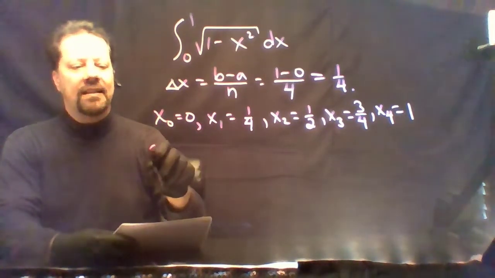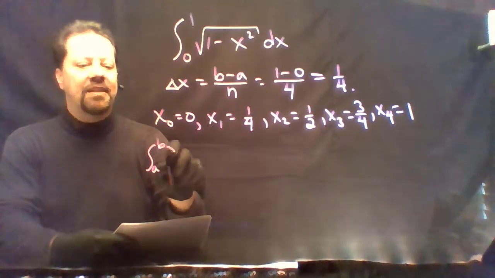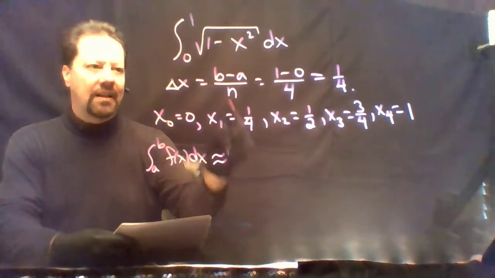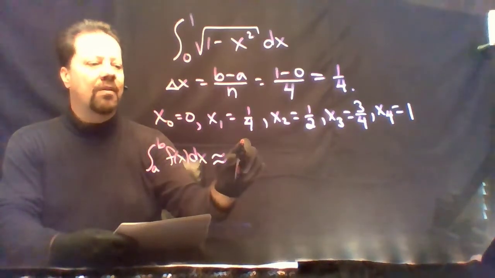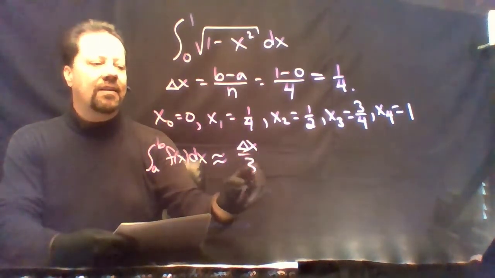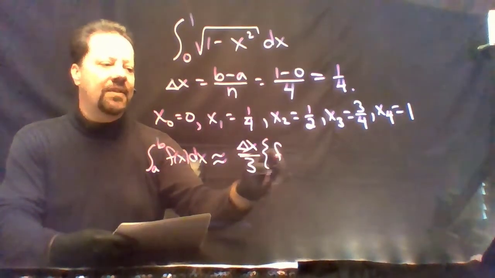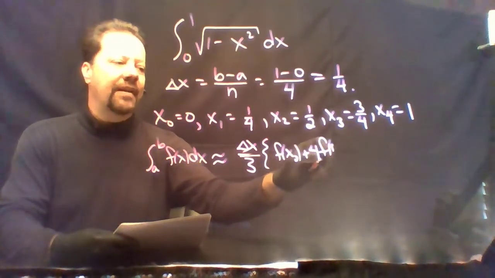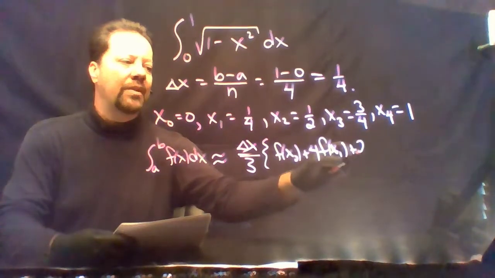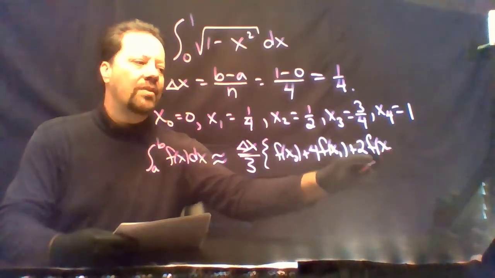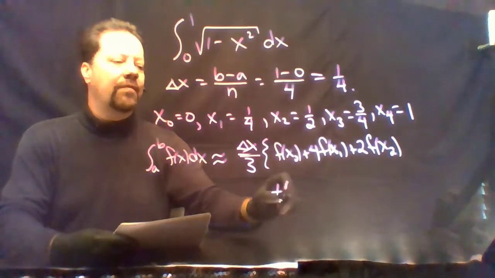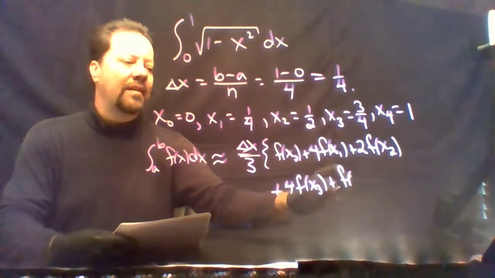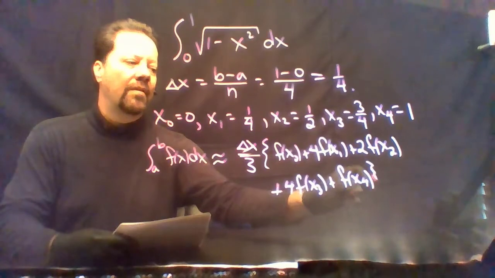The formula is like this. The integral from a to b of f of x dx is approximately, at least when n equals 4, delta x over 3 times f of x0 plus 4 f of x1 plus 2 f of x2 plus 4 f of x3 plus f of x4.